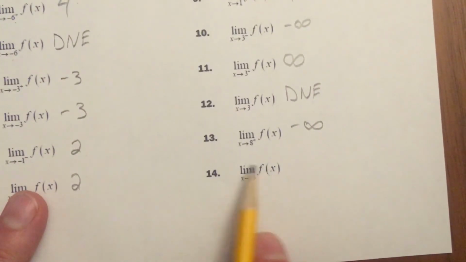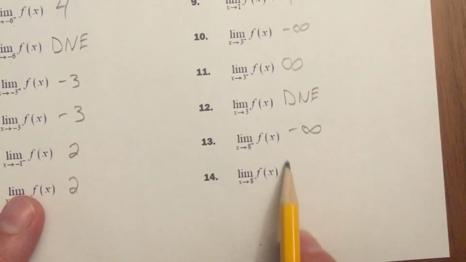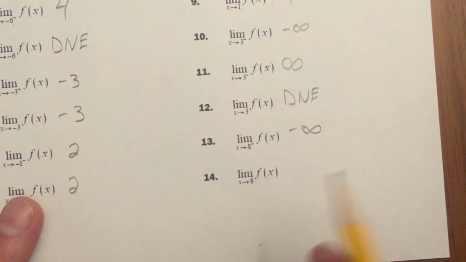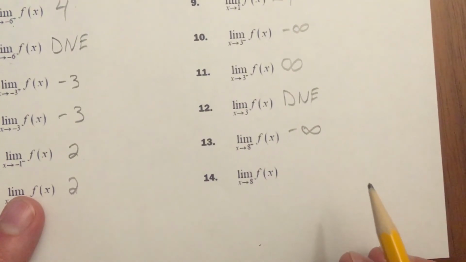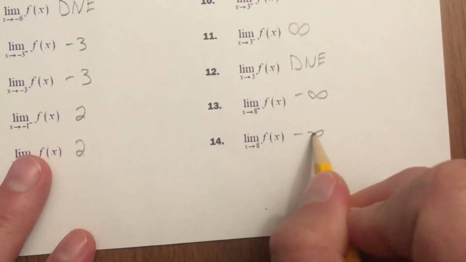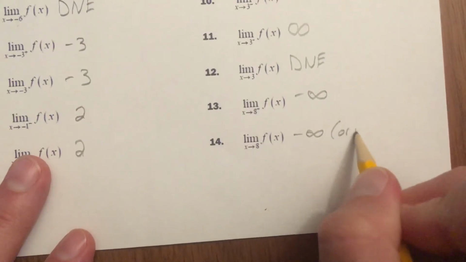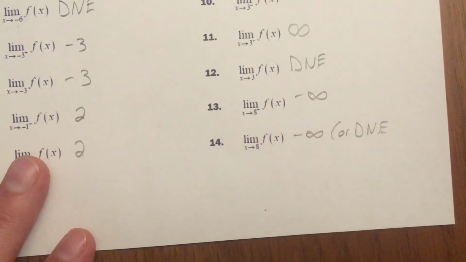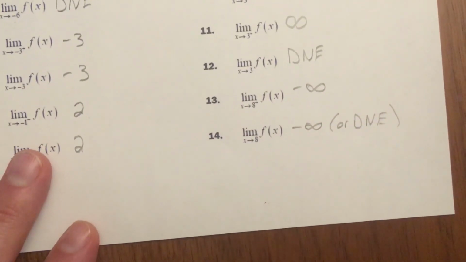And the last one says, well, what about 8 as a full limit? Now, if you said does not exist, that's fine. I mean, it's heading off to infinity. That's not quite a limit. But on both sides of 8, we're heading towards -infinity. So it's not bad for us to say -infinity. But again, if you said does not exist, we wouldn't be too bothered by that either.